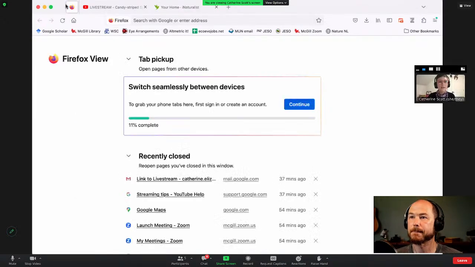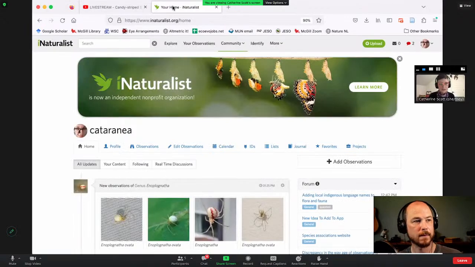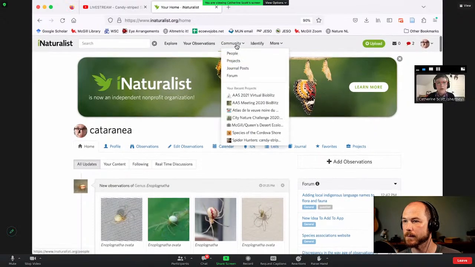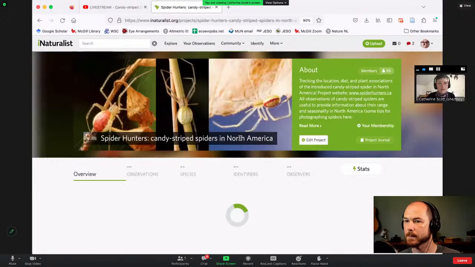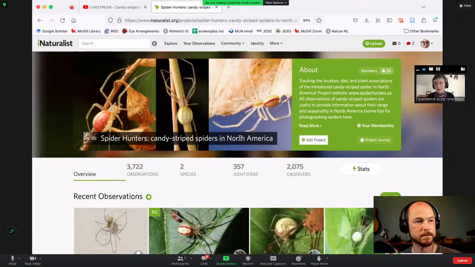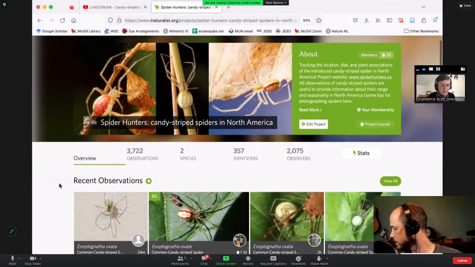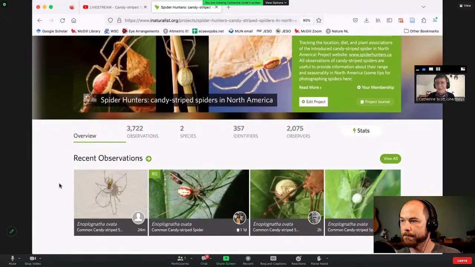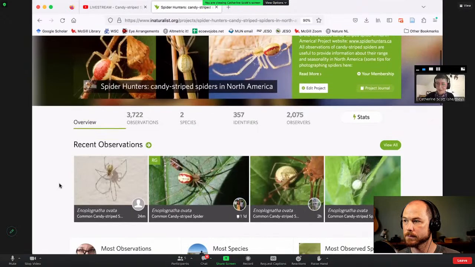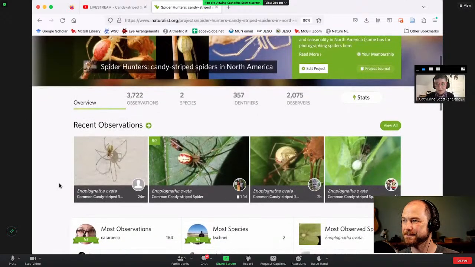Okay, so this should be iNaturalist. And this is my homepage, but I am going to go to the Spider Hunters project so you can see what that looks like. So this is the project. It's got information, it's got a link to my website so you can read more about what we're doing. And you can see that we're climbing up towards 4,000 observations so far, which is awesome. That is a huge data set relative to what I'm used to working with as a behavioral ecologist, where I'm thinking more in the tens or hundreds of individual observations. So that's awesome. And then here are some examples of recent observations.